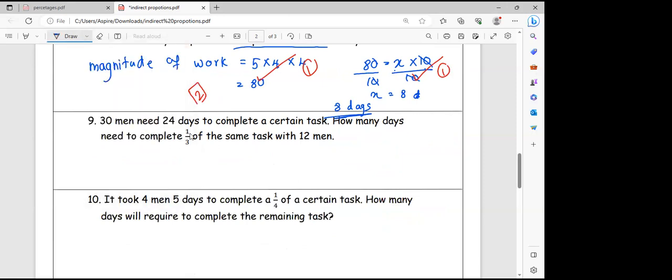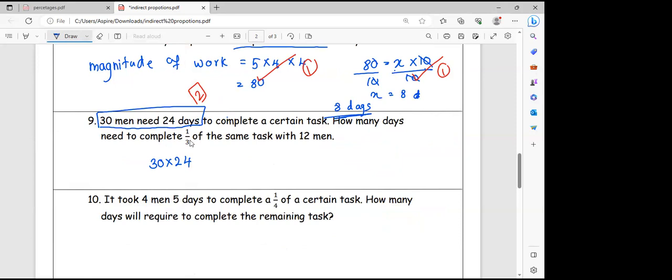30 men need 24 days to complete a certain task. How many days are needed to complete 1/3 of the same task with 12 men? 30 men need 24 days to complete a certain task, which means by multiplying these two, you can obtain the magnitude of the work. So 30 times 24 gives the magnitude of the whole work.